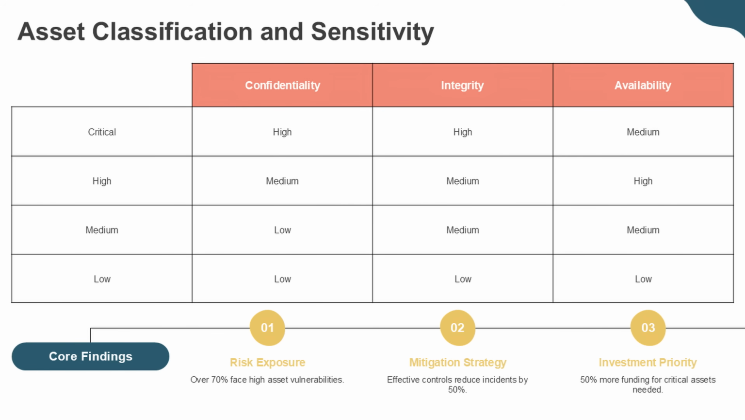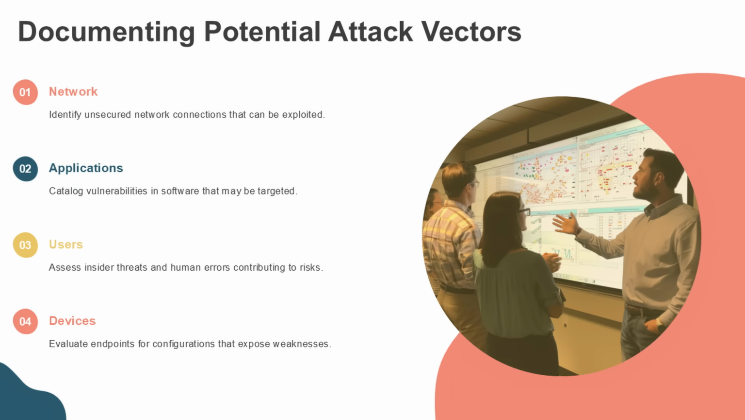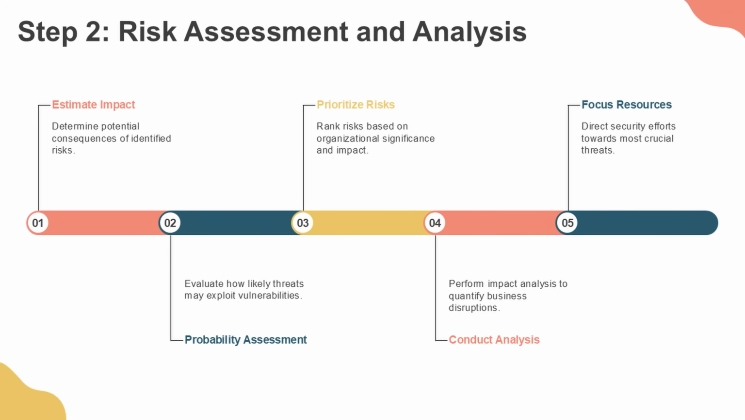assets based on their importance and sensitivity to the organization, considering both internal factors, such as configuration issues, and external threats, and documenting all potential attack vectors that could compromise security. This foundational step creates visibility into the organization's risk landscape, establishing a baseline for subsequent analysis and mitigation efforts.